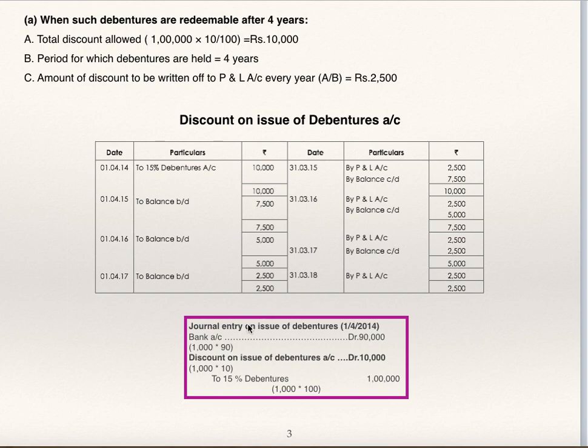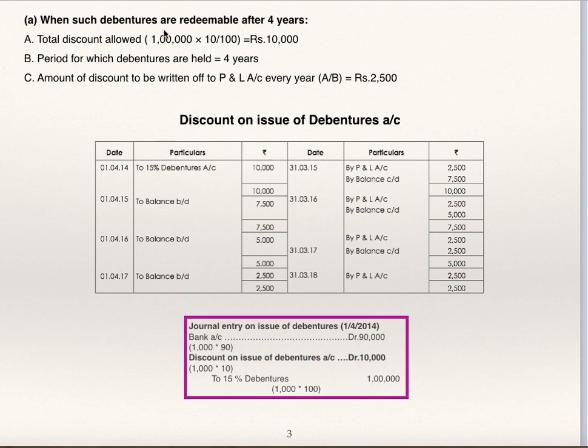Now if you see this entry, this is the combined entry. If you segregate it, then entry will be bank account debit to 15% debentures 90,000, discount on issue of debentures account debit 10,000 to 15% debentures 10,000. Now this part 10,000, how it is to be written off, that we'll see. Discount on issue of debentures account 1/4/14 to 15% debentures 10,000.